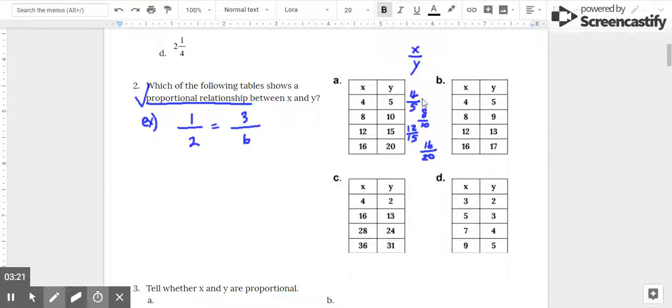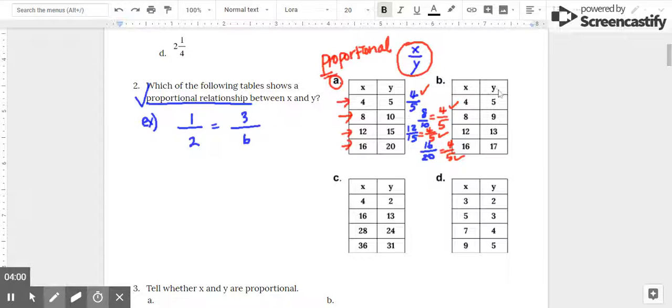So proportional, let's simplify this. This is already simplified, 4/5. And this one, if you simplify it, both are multiples of 2, so 8 divided by 2, 4/5. And 12/15, both are multiples of 3, so 12 divided by 3, 4/5. And 16/20 divided by 4, 4/5. So all the ratios are equivalent: 4/5, 4/5, 4/5. Then if all the ratios are equivalent, you can say X and Y are proportional.